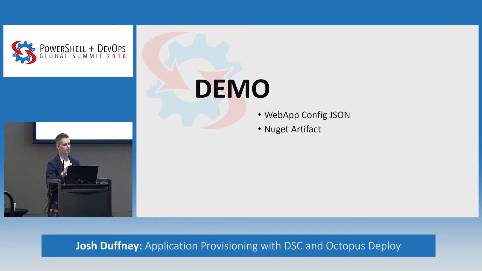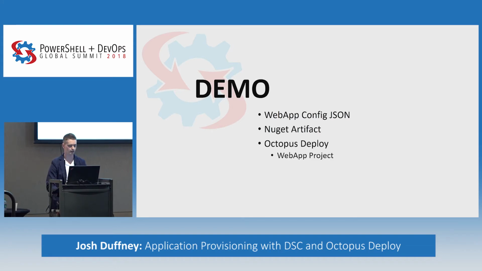I'm not going to be demoing any CI work in here, but just know that the source control is compiled, tested, or run, and then a build artifact is generated. And then we're going to be taking the demo from that point on. After that, we'll dive into Octopus Deploy. We'll take a look at the web app project, which is how our applications are set up to deploy.